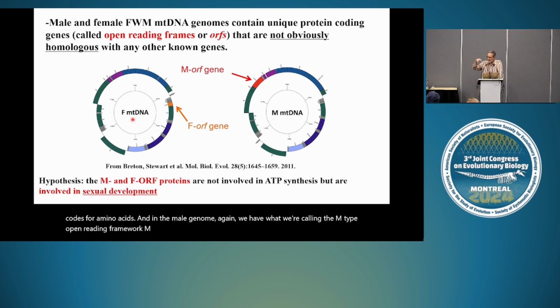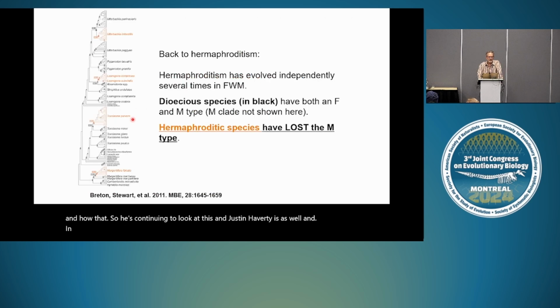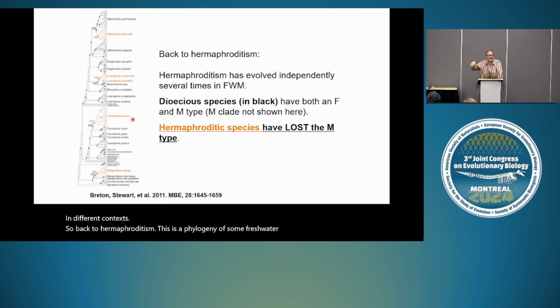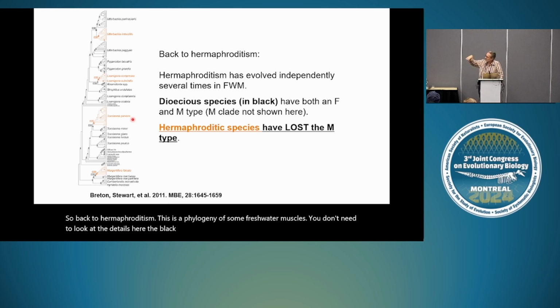And so from some work that Sophie did a number of years ago, we first hypothesized that these may be associated somehow with sexual development. And now Sophie's continuing to look at this, and Justin Havard is as well in different contexts. So back to hermaphroditism. This is a phylogeny of some freshwater mussels. You don't need to look at the details here. The species shown in black are ones with separate sexes, and the ones in orange are hermaphrodites. So the point is that hermaphroditism has evolved independently a number of times.